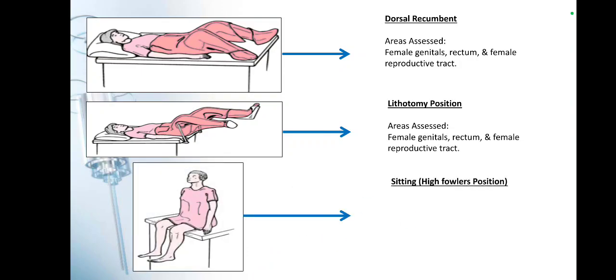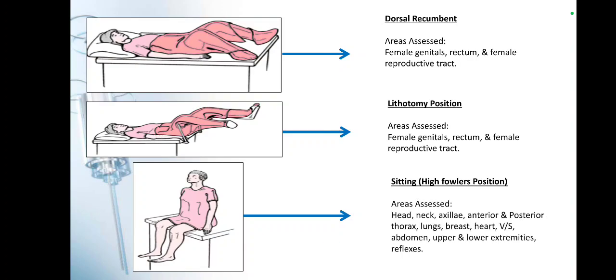For the sitting position or high Fowler's position, this includes the assessment of the head, neck, axilla, anterior and posterior thorax, lungs, breast, heart, vital signs, abdomen, lower and upper extremities, and reflexes. There are also other positions not included here, for example, the knee-chest position.